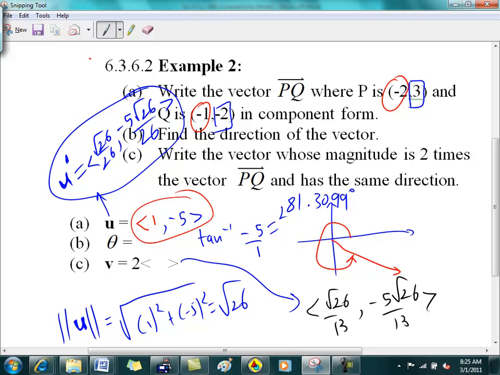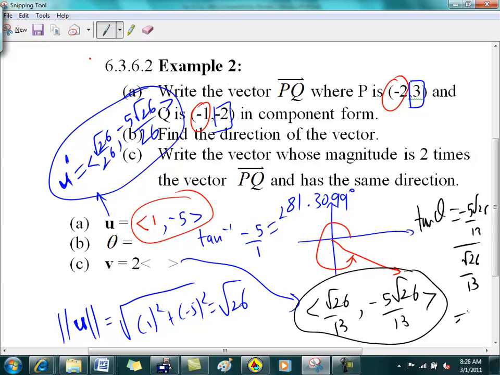Do you want to check whether it is in the same direction? Always check your work. How would you do it, Surabhi? How would you find the direction of this vector? Didn't I just give you the recipe for it? Tangent theta is equal to B over A. Does everybody see that? Isn't that equal to negative 5? Isn't that what we had earlier? So those two vectors are in the same direction.